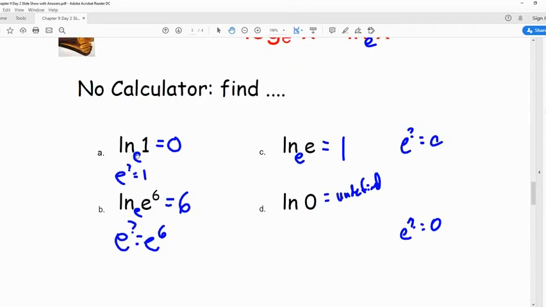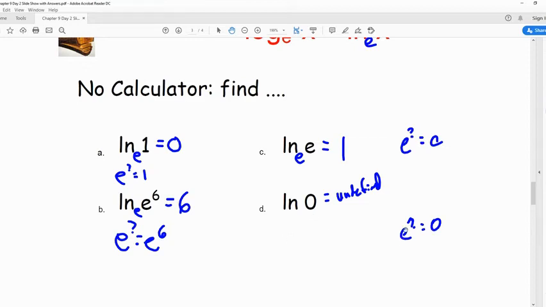Natural log of 1. So e to the what is 1? That would have to be 0. Part B. Natural log of e to the 6th. So when I put this e down here, it reminds me it's asking e to what power is e to the 6th? Well, what would make this true? The only thing that makes this true is if my question mark is a 6. So this answer would be 6. Natural log of e. E to the what is e? Well, that would have to be a 1.